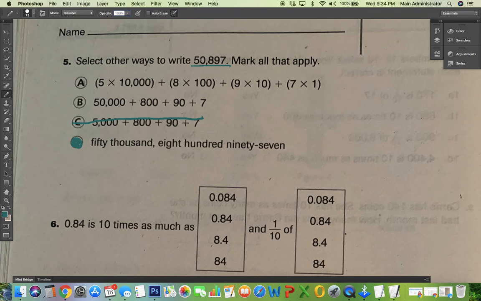50,000, check. I got my 8 in the hundreds place, 800, check. 9 in the tens place, 90. 7 in the ones place, perfect, B works.